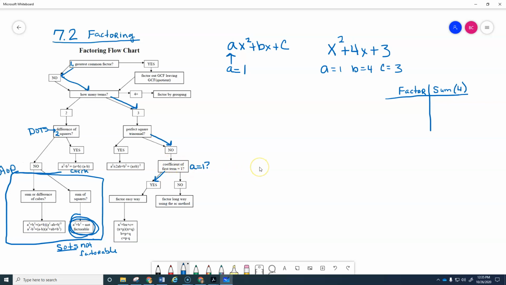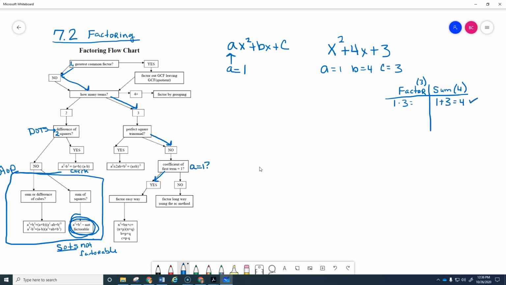Actually, I could put 3 right here. So we're going to find the factors of c, and we're going to find the sum of b. So we're going to start by finding factors of 3. So 1 times 3. Oh, well, that's easy, because the factors of 3 are only 1 and 3. And now we're going to see what the sum of these two factors is, and we're hoping that it's 4. So 1 plus 3 gives me 4.